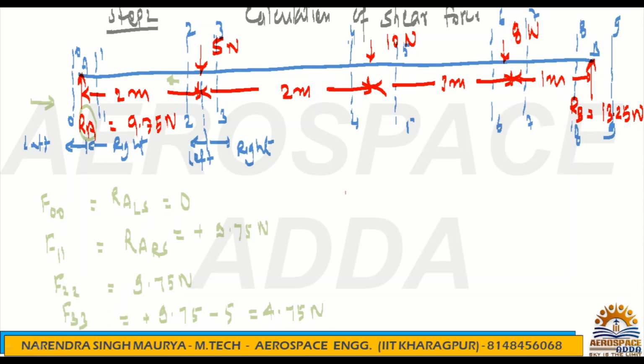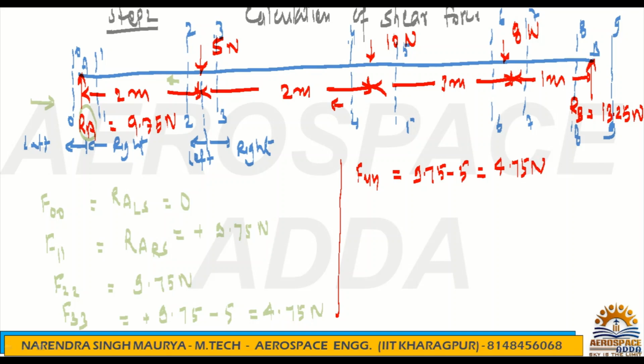Now coming to the next calculation, this part is done. Now you reach F44. F44 means you are standing here and you are looking this side. So how many loads are there? RA and 5 Newton. RA, as I have shown you, is upward, so 9.75, and 5 Newton is downwards, so it is 5. How much did you get?